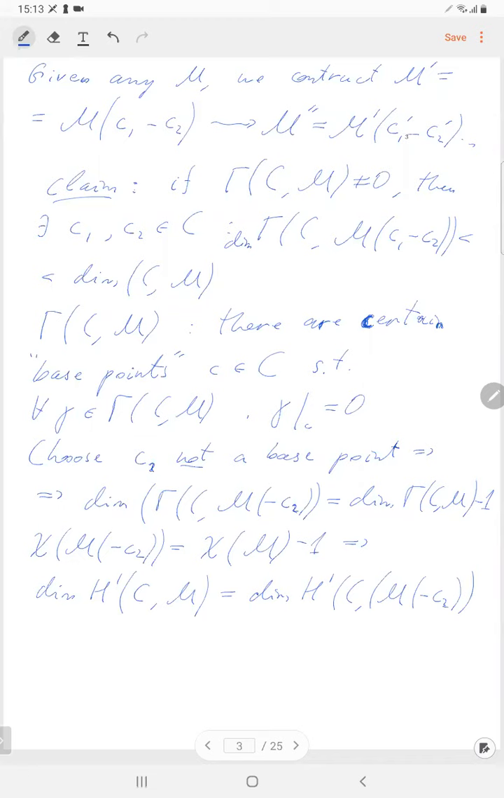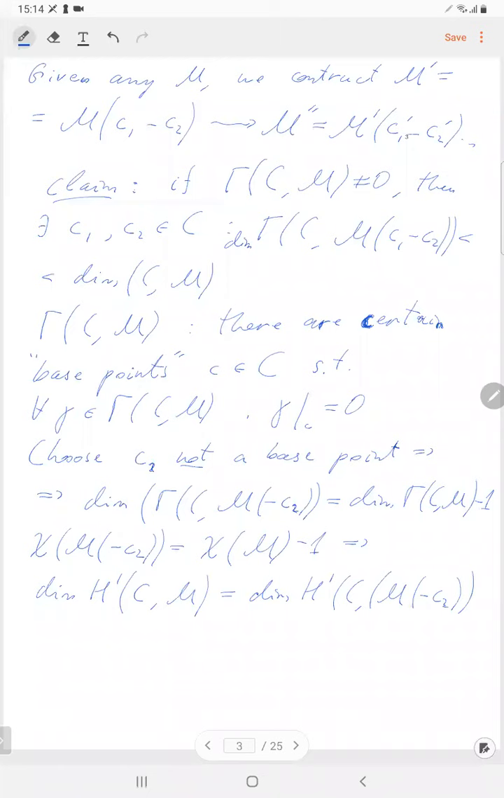Why do they stay the same, the zeroth cohomology? No, the dimension of zeroth cohomology, global sections, dropped by 1. Here, the third line from the bottom, right? And the Euler characteristic also dropped by 1 because degree dropped by 1. So the first cohomology dimension stays the same.